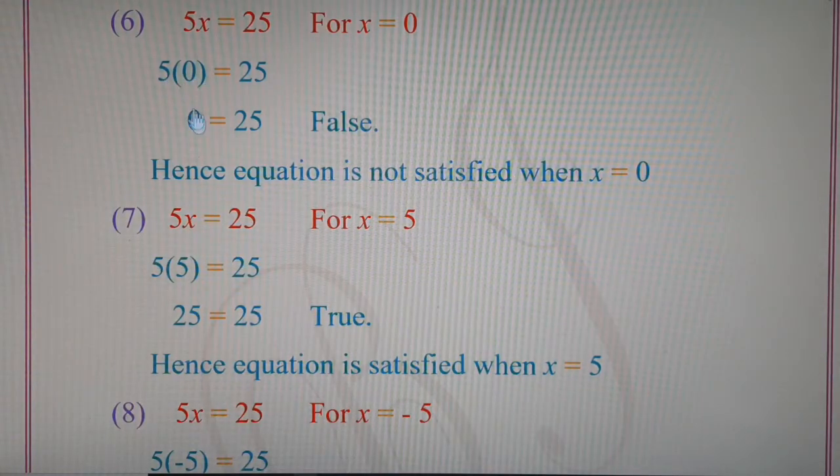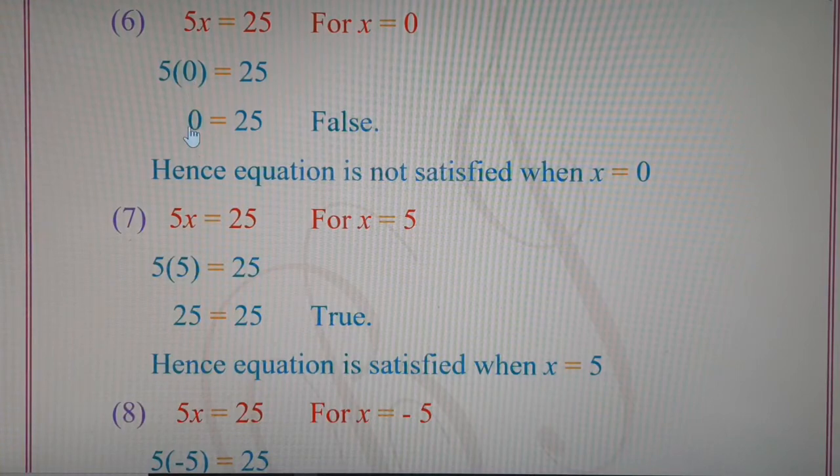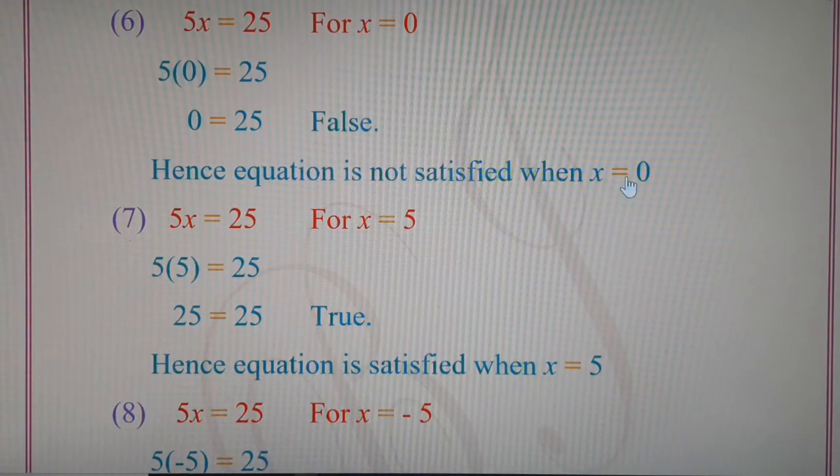5 into 0, the answer is 0, because in 0's table all the multiples are 0. So please remember, when 0 is multiplied with any number, the answer will be 0. 5 multiplied by 0, the answer will be 0. In the left hand side we get 0, and on the right hand side we get 25. 0 is equal to 25. Is this correct or wrong? This is wrong. So we can say it's false. Hence the equation is not satisfied when x equal to 0. Let's go to the seventh sum.